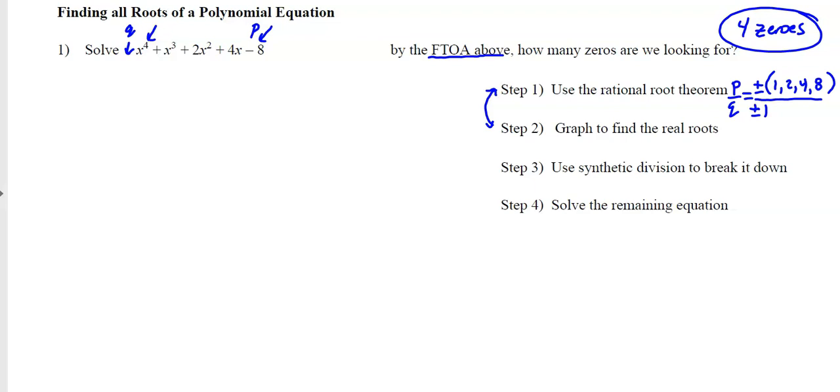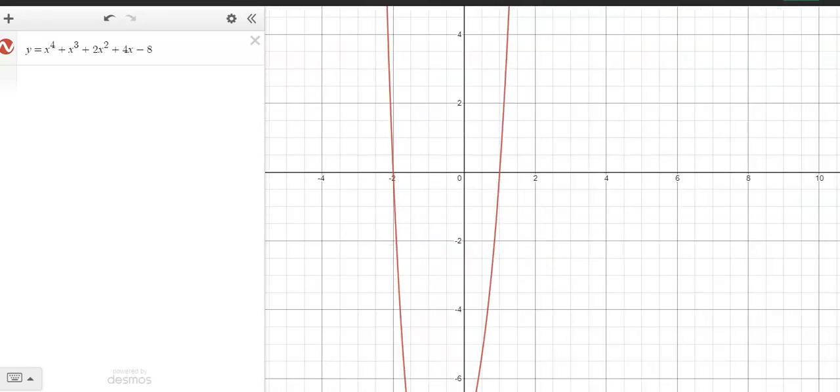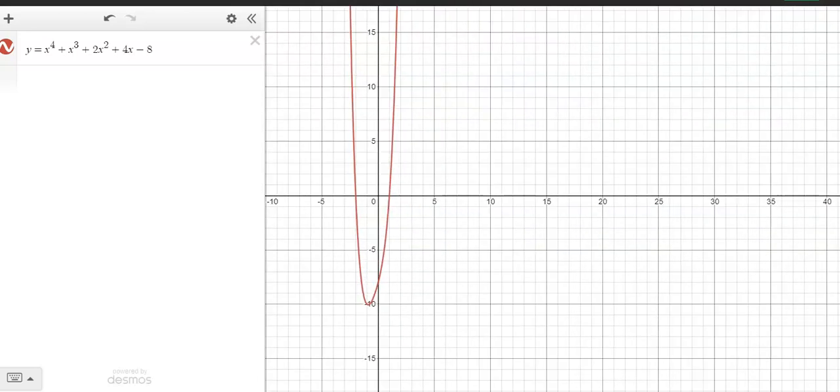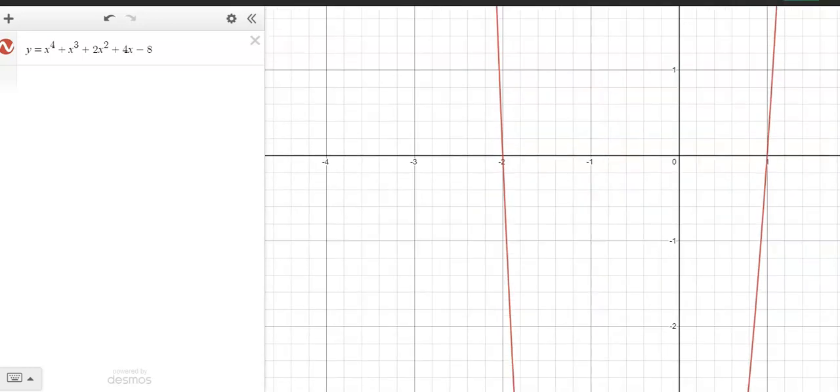What I could do is either A, use synthetic division to try all of those, or B, graph it to find the real ones. I'm going to choose the graph. I'm going to pause this video real quick and fire up Desmos and pull this graph up. All right, I've typed the equation into Desmos in the upper left, and even when I scroll out, I don't see 4 zeros. I only see 2.